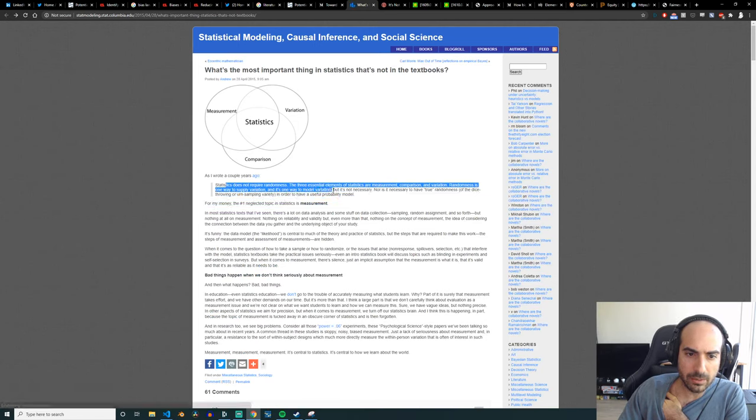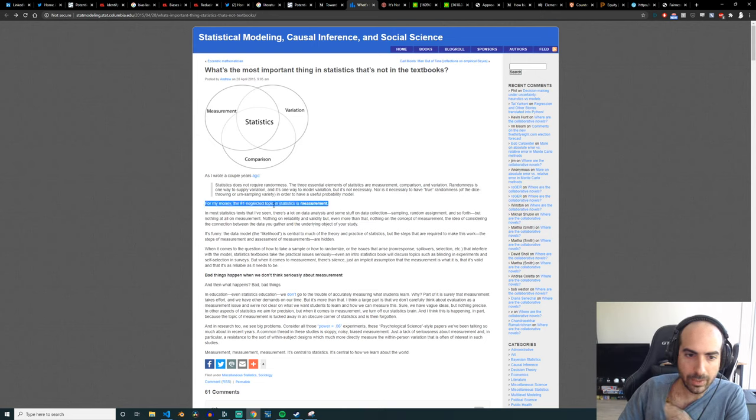So statistics does not require randomness. The three essential elements of statistics are measurement, comparison, and variation. Randomness is one way to supply variation, and it's one way to model variation, but it's not necessary. Nor is it necessary to have true randomness in order to have a useful probability model.